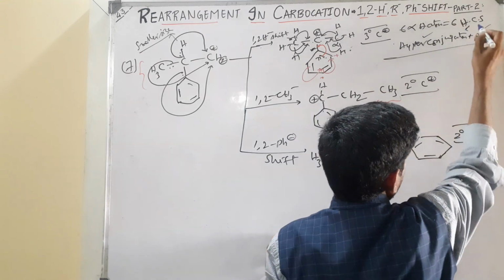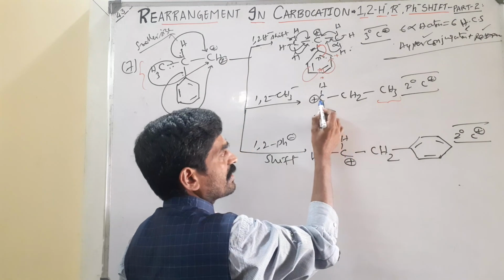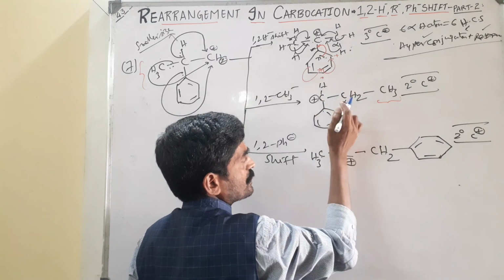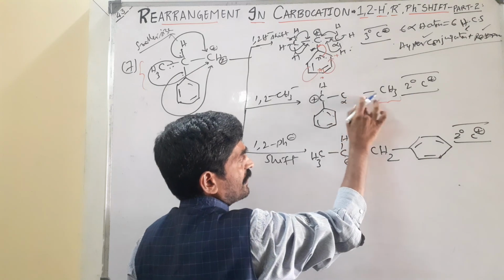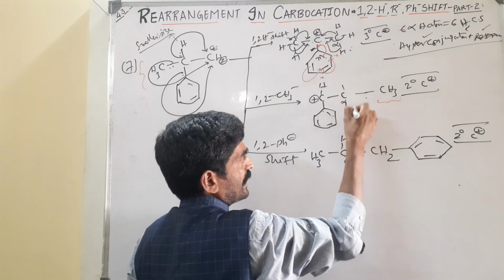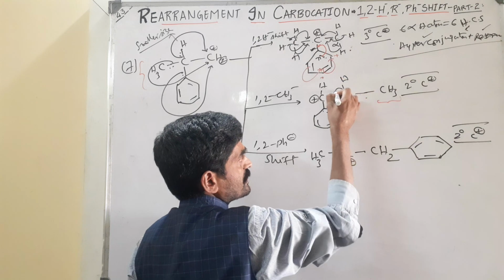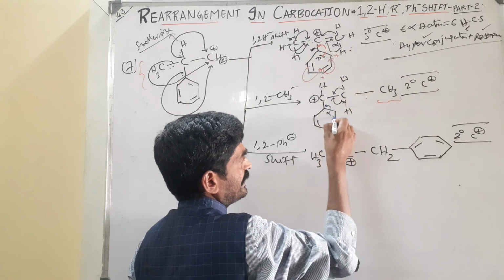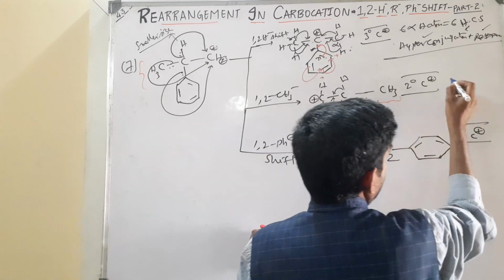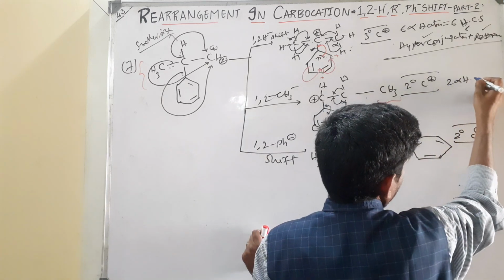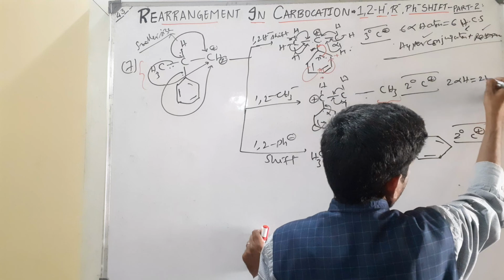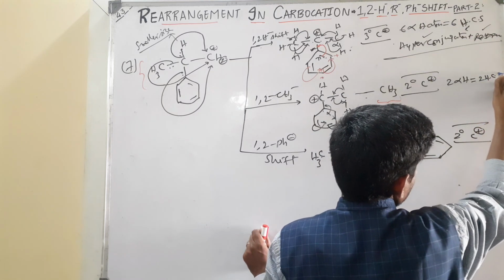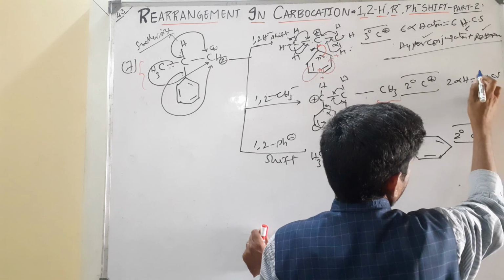Is it clear? But what about here? This carbon, this adjacent alpha, how many alpha hydrogens are there? Only 2 alpha hydrogens are there. So you will get 2 hyperconjugated structures, and the resonance effect is also happening here. That's why it results in 2 hyperconjugated structures, right?